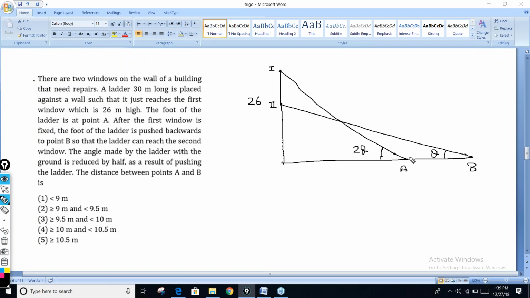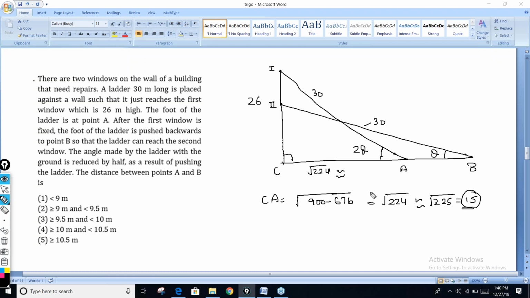The distance between point A and B is, now some distances are given, ladder length is given, that is 30. So that is also 30. Now in this triangle, if this is 30, this is 26, can you tell me this CA? What is CA? CA is 900 minus 676, 30 square minus 26 square. So that is 224. So CA length is root 224. And if you take the approximate value, it is root 225, and root 225 is 15. So rather than taking 224, I am going to take 15.